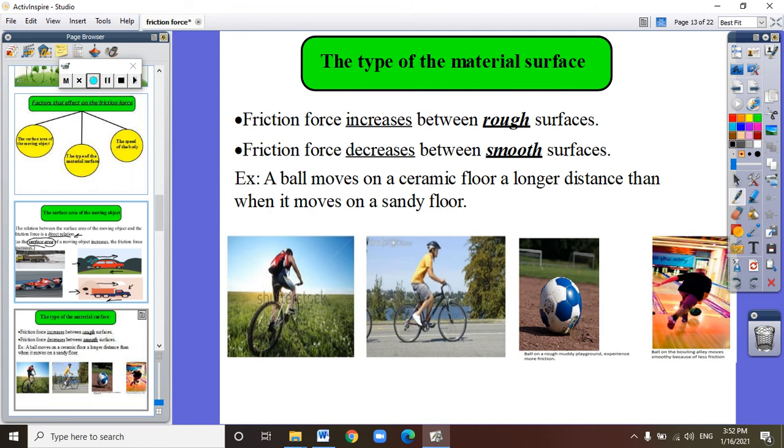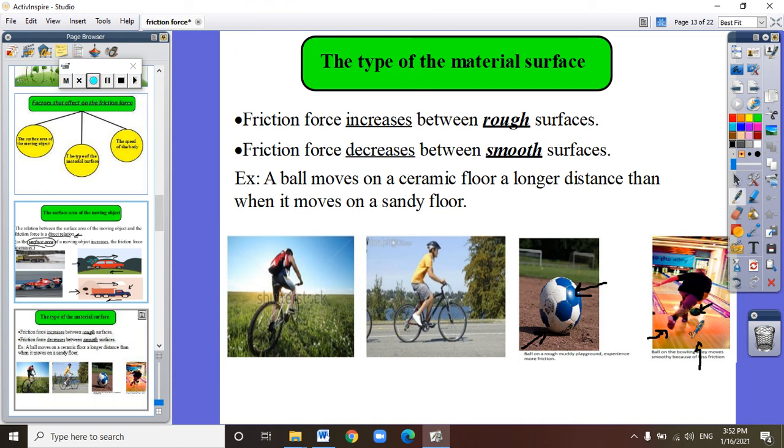I have here two surfaces, this one and this one, and I move this ball on this rough surface and this smooth surface. Okay, the ball will move fast on this rough surface or on this smooth surface? Very good, on this smooth surface. So when the ball is moving so fast, that means that the friction force is increased or decreased?